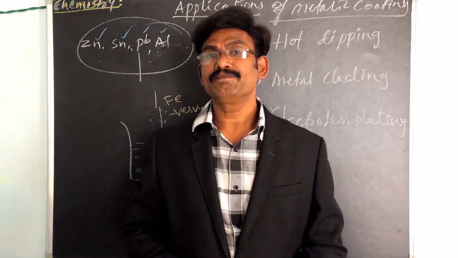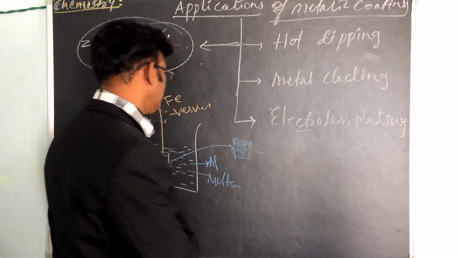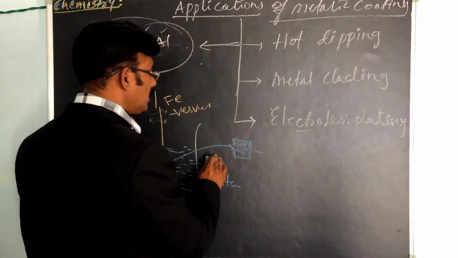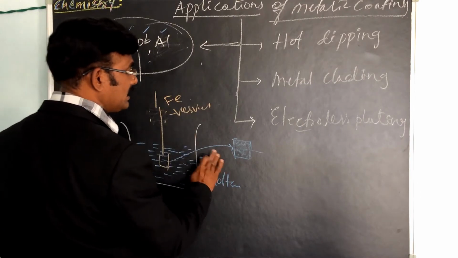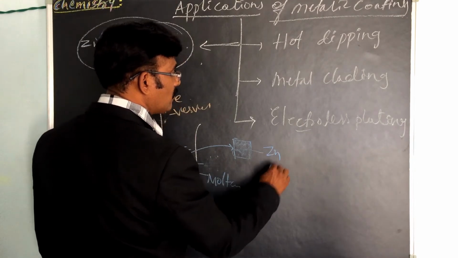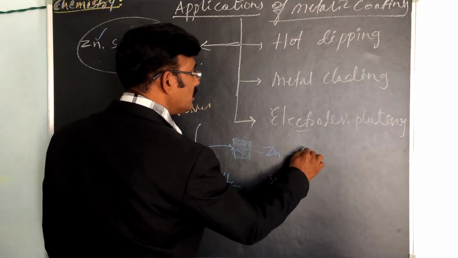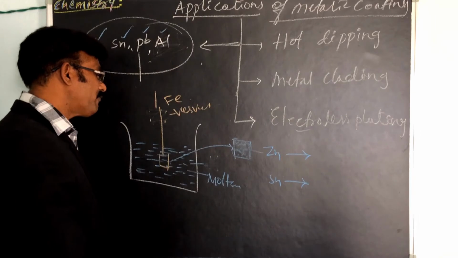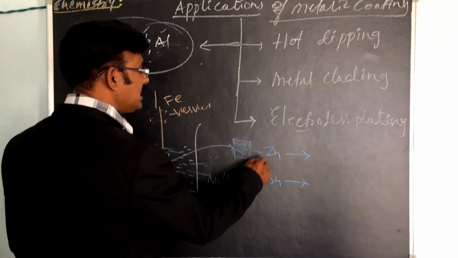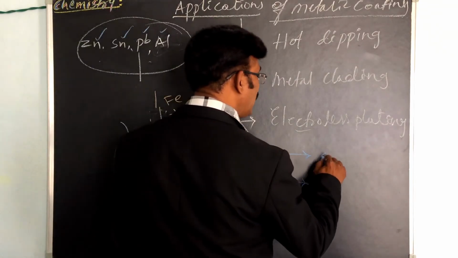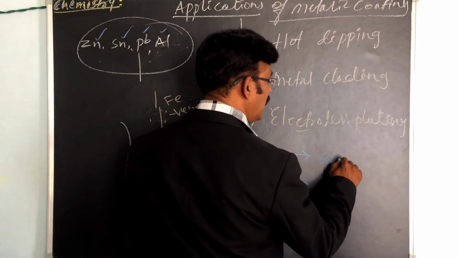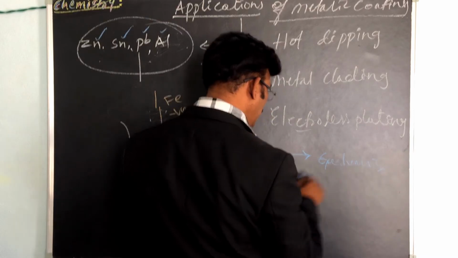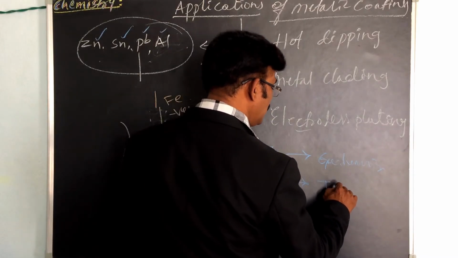In this, two types are there. If zinc is used as the molten metal, it is called galvanizing. And if tin is used, it is called tinning.